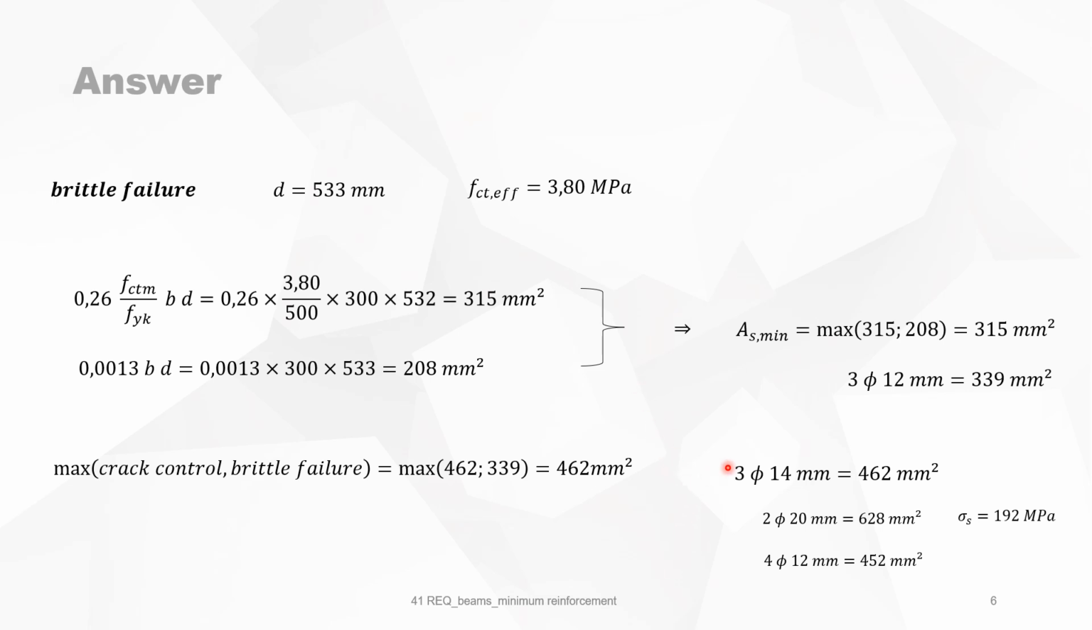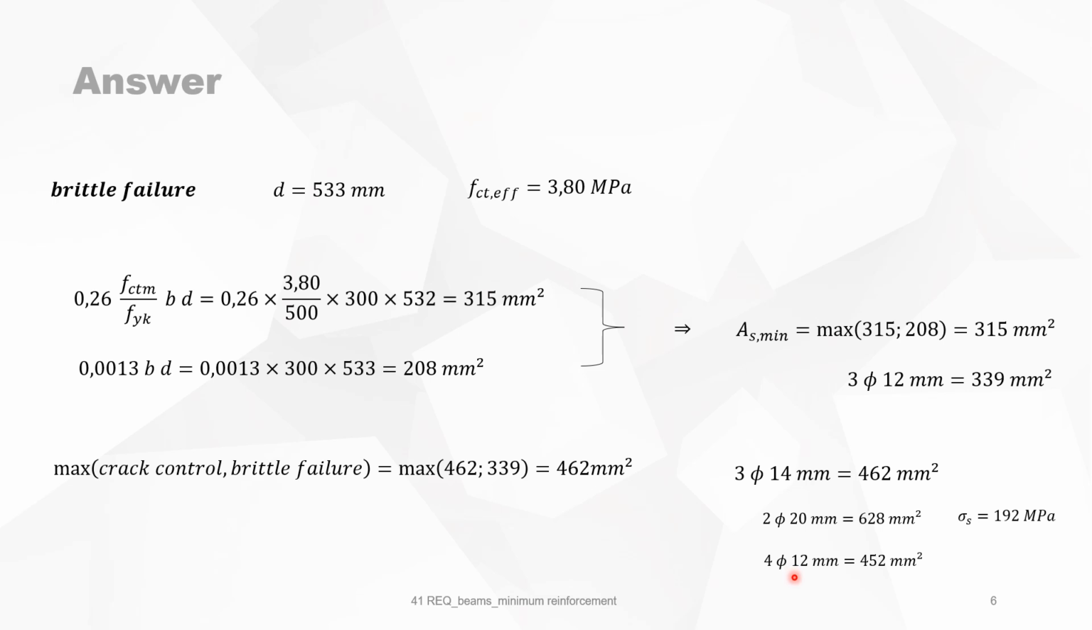Now, we have chosen diameter 14, and it gives you 462. But you can also choose a diameter 20, for instance, which is classic for a beam. If you don't know the diameter, you start with 20. You redo the calculation, and we find that we need 2 diameters 20 with a steel stress of 192 megapascal. This is bigger than the 462. It's a big difference. So we can use a smaller diameter.